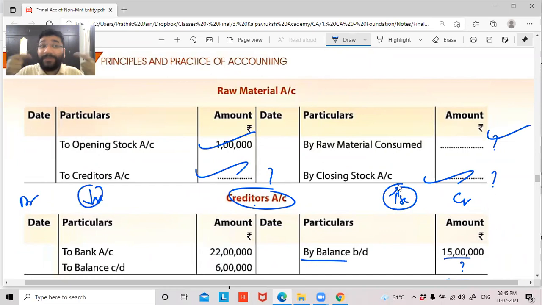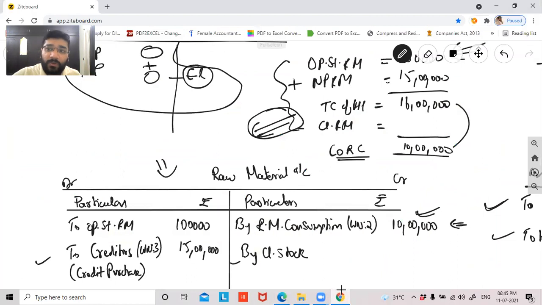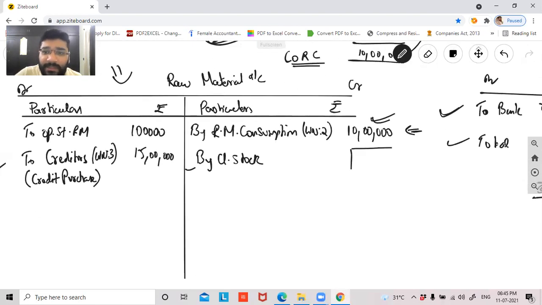But here, the game is different. They're playing a quiz with us. They're playing a puzzle with us. What they've done is they've given the RMC and they're asking us to find the closing stock, which we have found out to be 6 lakh rupees, guys. So raw material closing stock is 6 lakh rupees. The total cost of raw material is 16 lakh. From that, closing stock of raw material 6 lakh, if I minus, I'm getting the cost of raw material consumed, 10 lakh rupees. So therefore, this is the balancing figure. The raw material account is the balancing figure, which is 6 lakh rupees.